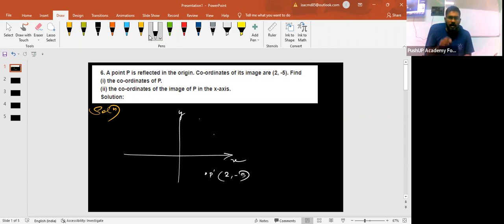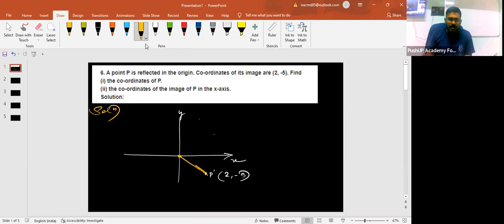Now, from which quadrant did it originate, or from which quadrant did it get reflected? A point P was reflected in the origin, right? That means this point P dash reached here after getting reflected in the origin. When a point is reflected in the origin, it travels from one quadrant to the diagonally opposite quadrant, isn't it? So to the fourth quadrant, diagonally opposite is which quadrant? The second quadrant. Makes sense?